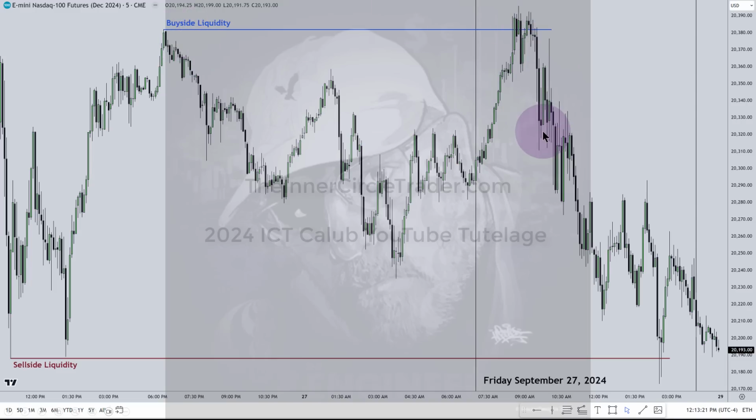And the difference between a seek and destroy profile and a high resistance liquidity profile is that seek and destroy reverts back to the middle of the range. It doesn't really make any meaningful protraction that is extended throughout the day. It just keeps making higher highs, lower lows, but right back to the middle. So it's not a trending day. It's not a consolidation day. It is a seek and destroy day.